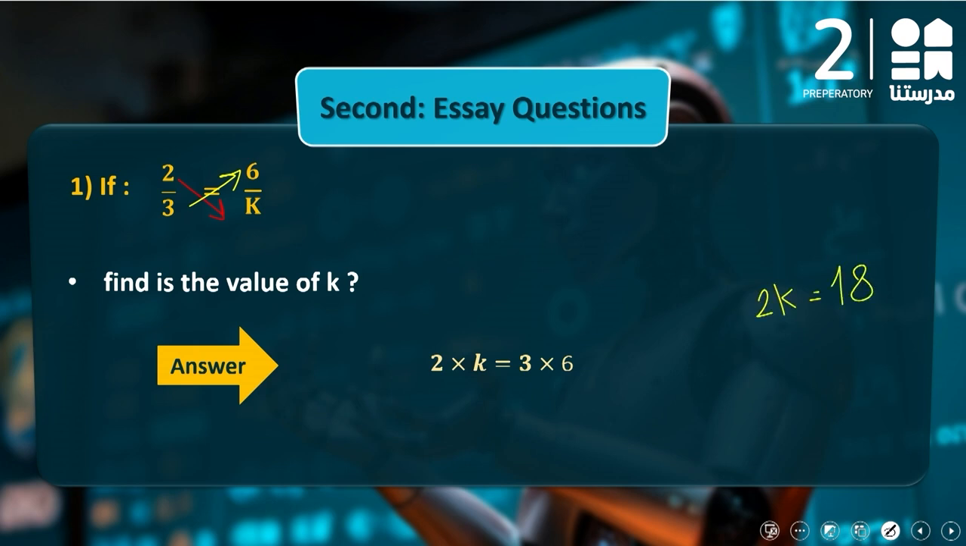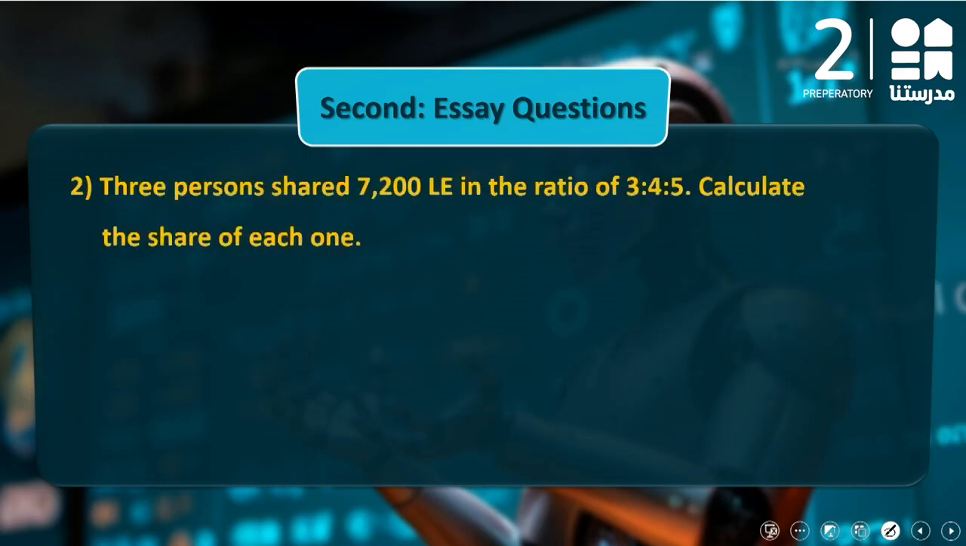How can we find k? We can divide both sides by 2. So we have 2k divided by 2 equal k, and 18 divided by 2 equal 9. So here we have k equal 9. Question number 2. 3 persons shared 7,200 Egyptian pounds in the ratio of 3 to 4 to 5. Calculate the share of each one.